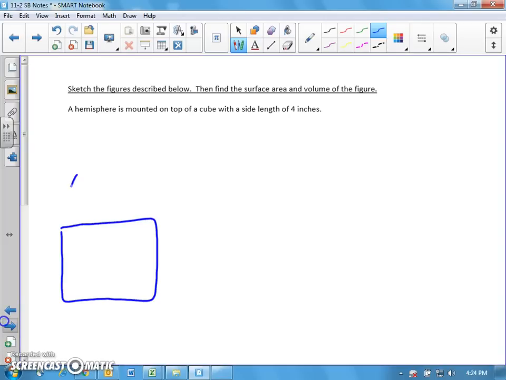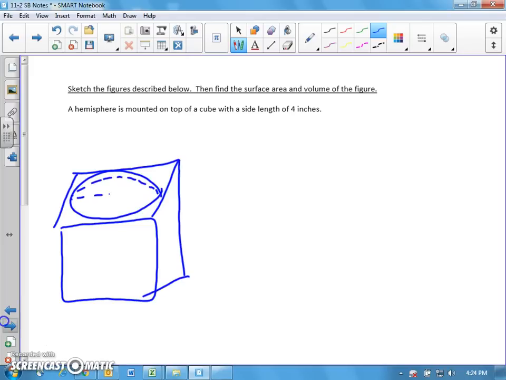Our base is a cube, so I'm going to kind of draw a cube here. And what I'm doing is I'm putting a hemisphere on top of it. So I'm going to have a circle, half of that going up. If you can kind of visualize that being a hemisphere sitting on top of that. We're asked to find the surface area and the volume.